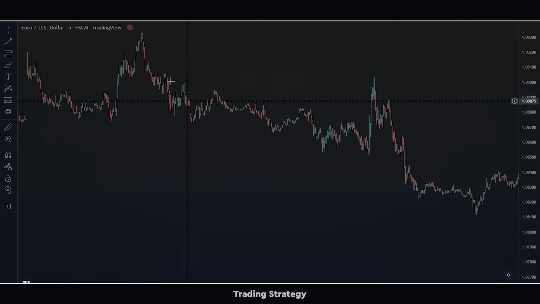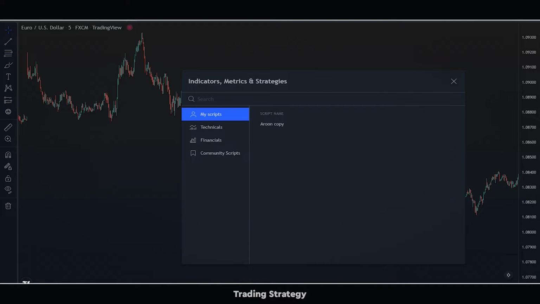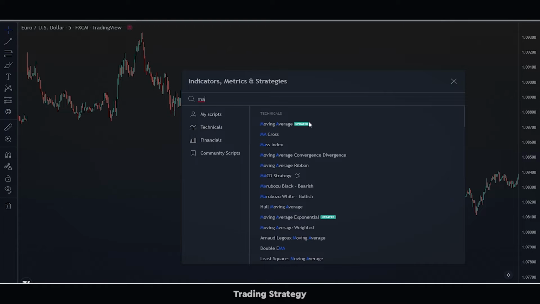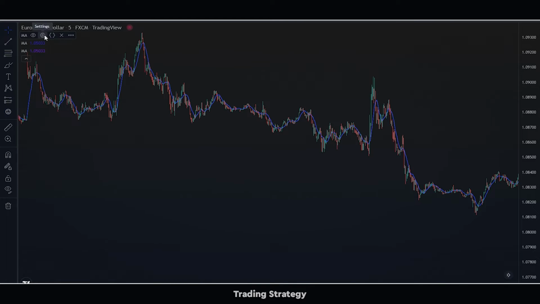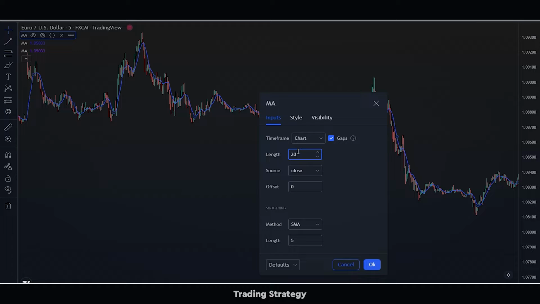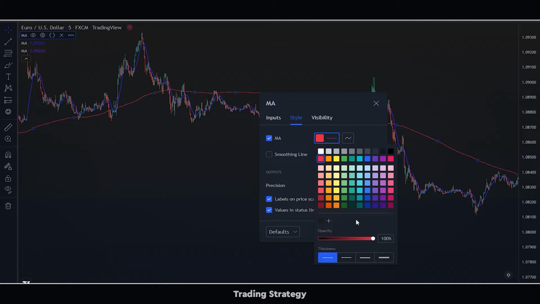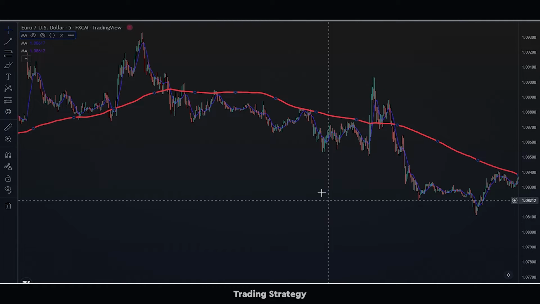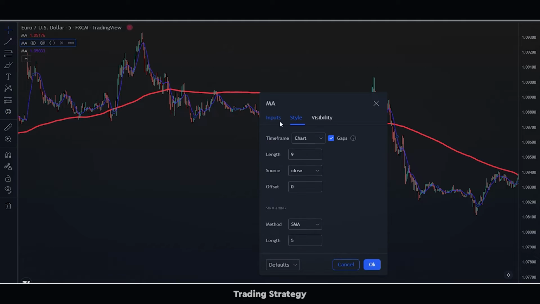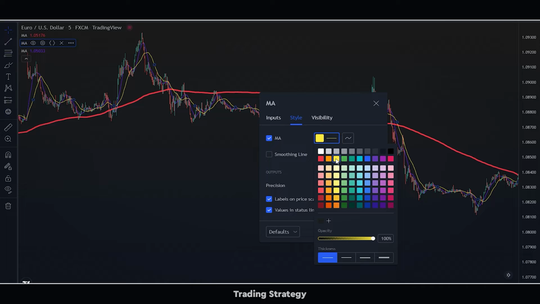The first thing we should do is put 3 simple moving averages, MA or SMA. We just look them up and add 3 of these moving averages. We will configure the first one with 200 periods, we will make it red, and we will increase the thickness to the maximum. The second moving average, we will configure it with 20 periods and we will put the color yellow and the thickness in 2.